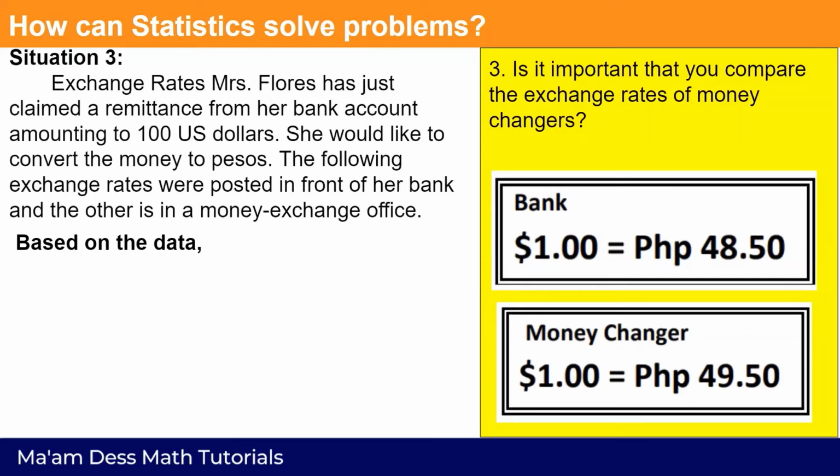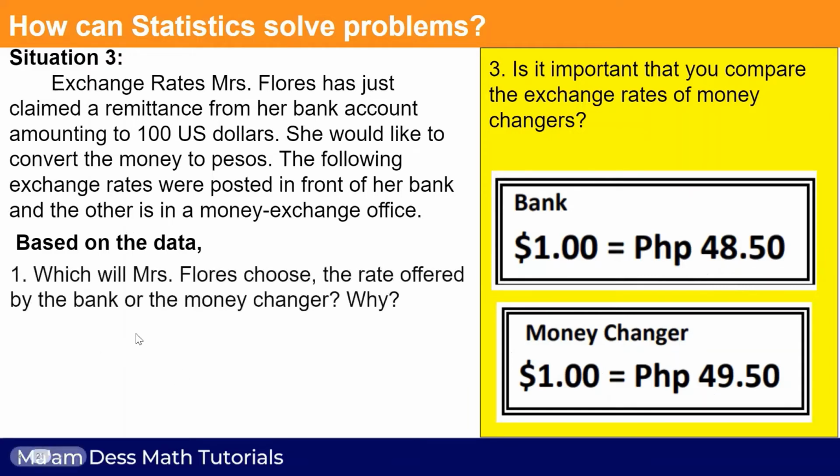Exchange rates. Mrs. Flores has just claimed a remittance from her bank account amounting to 100 US dollars. She would like to convert the money to pesos. The following exchange rates were posted in front of her bank and the other in a money exchange office. If you can see the picture at the right, for the bank, $1 is equivalent to 48 pesos and 50 centavos. And for the money changer, it is equivalent to 49 pesos and 50 centavos.